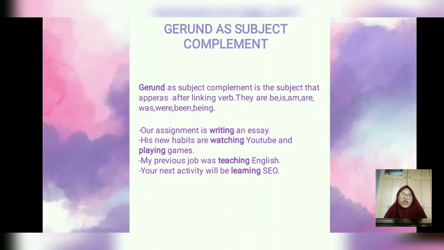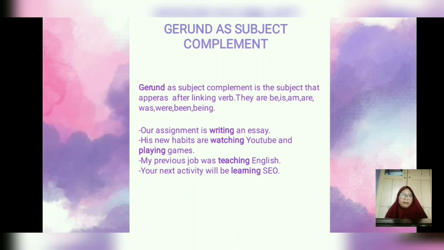Okay, we move to another kind of gerund. It is gerund as subject complement. The definition of gerund as subject complement is a gerund that appears after a linking verb. So, what are the linking verbs? The linking verbs are be, is, are, was, were, been, and being. Okay, the examples of this kind are: first, our assignment is writing an essay. Second, his new habits are watching YouTube and playing games. Third, my previous job was teaching English. And the last one, your next activity will be learning CEO.